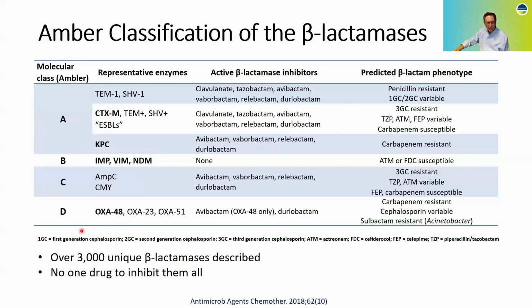And then Ds are the OXA-like beta-lactamases. OXA-48 is the most common. It's on most panels, but I'll come back and talk about the OXA-23s, 24s, and how that may be important. And then you can see here on the right-hand side, these are the inhibitors, and these are the predicted beta-lactamase phenotypes that one might use.